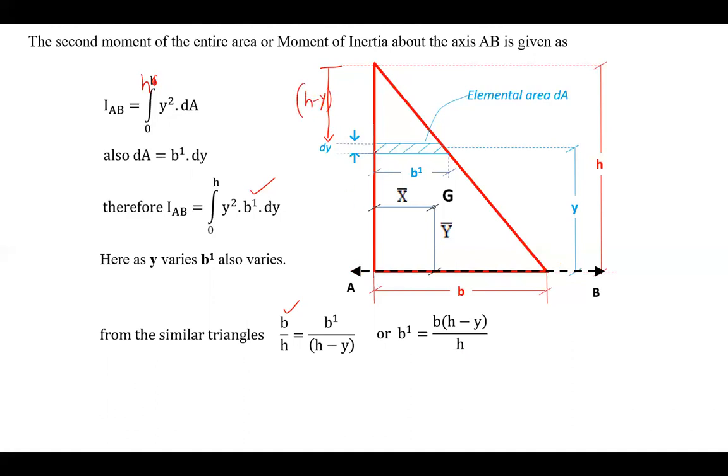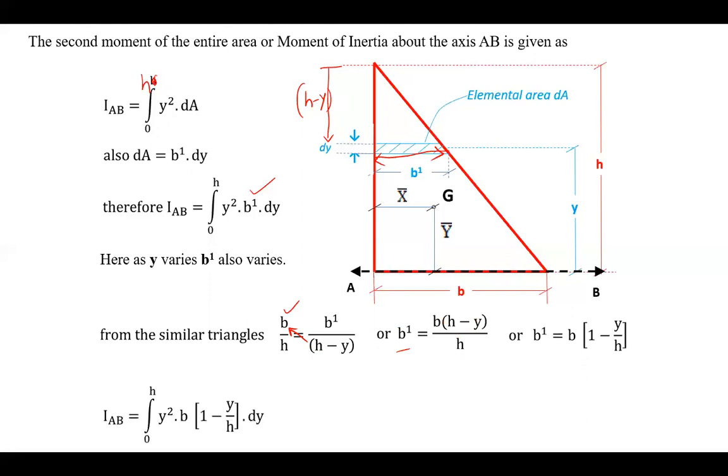Therefore, b dash is this base from here to here. So b dash divided by this height, which is equal to h minus y. Therefore, b dash is equal to, cross multiply, b into h minus y divided by h. Simplifying the same thing, b dash is equal to b into 1 minus y divided by h.